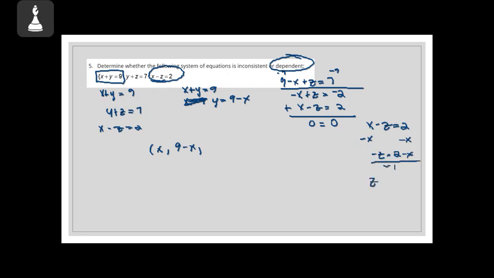And this is one way you could write your solution. You could rewrite everything in terms of y's. You could rewrite everything in terms of z's. It's up to you. It's just that because I did this first one with x, I did the other one with x.